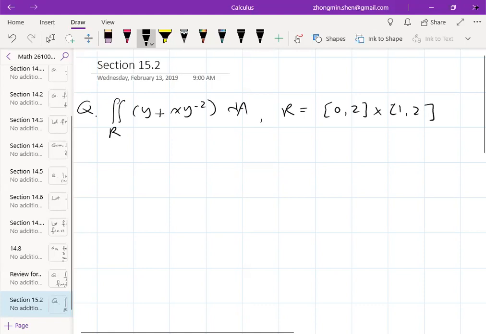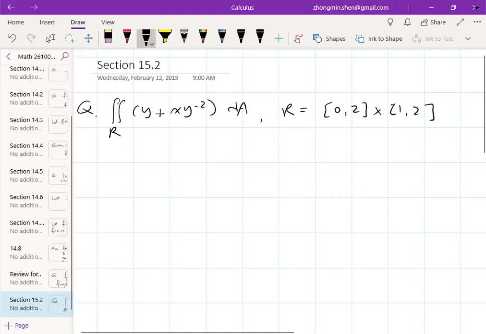This is a double integral. Remember, it could be any kind of function here. I think I did this problem before, but let me do it again. First of all, double check: is this function well-defined and continuous on this region? Yes. The y variable cannot be zero, but it is between 1 and 2, so it's fine.